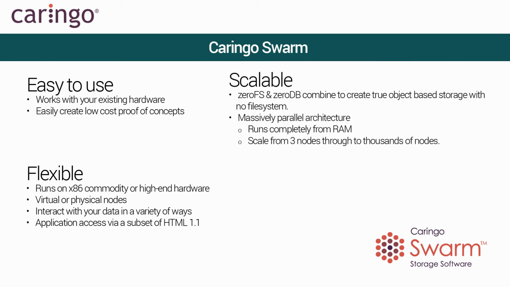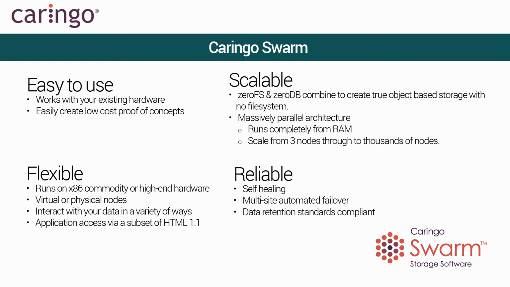Swarm combines 0FS and 0DB to create a true object-based storage infrastructure with no file system in a massively parallel architecture. It runs completely from RAM and scales from a minimum of 3 to up to thousands of nodes. It's self-healing, includes multi-site automated failover, and is compliant with data retention standards.